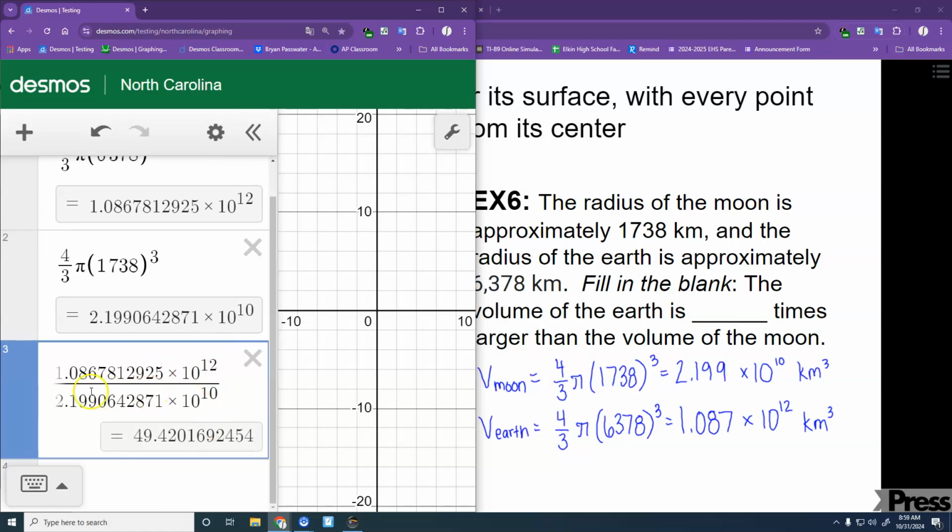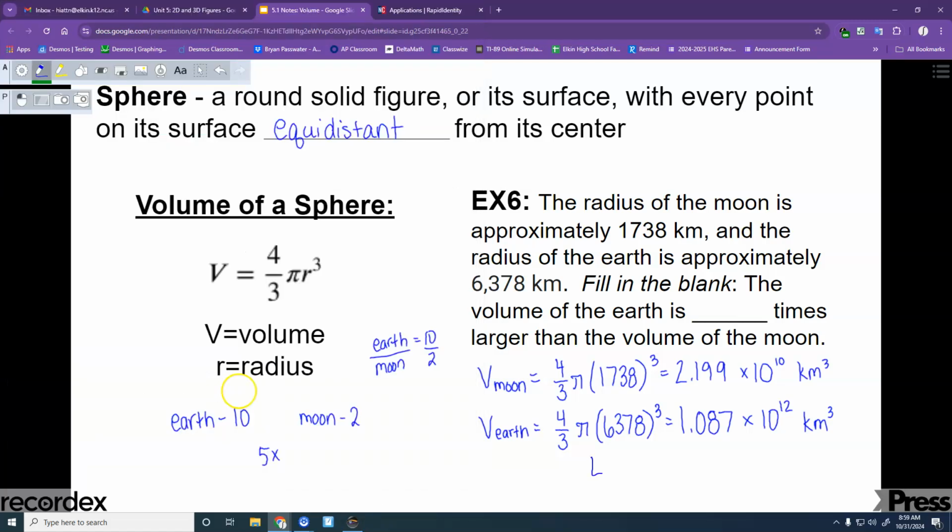Okay. All right. So I've got the volume of the Earth divided by the volume of the moon, and it is giving me 49.42 there, so 49.42 times larger. Okay, now here's something I want you to recognize.